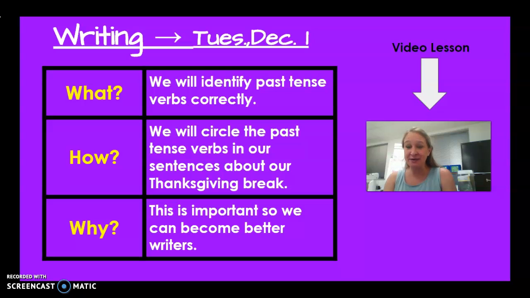Isn't that awesome? Well, today we are going to identify past tense verbs correctly, and we will circle the past tense verbs in our sentences about our Thanksgiving or fall break. This is important so that we can become better writers.